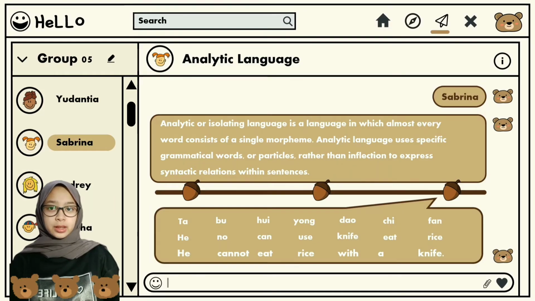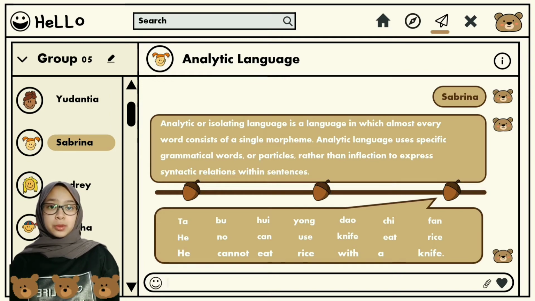Analytic language. Analytic or isolating language is a language in which almost every word consists of a single morpheme. Analytic language uses specific grammatical words or particles rather than inflection to express syntactic relations within sentences. As we know in the previous session, inflection includes prefixes, suffixes, and infixes. Analytic language is also known as isolating language because they're composed of isolated or free morphemes.